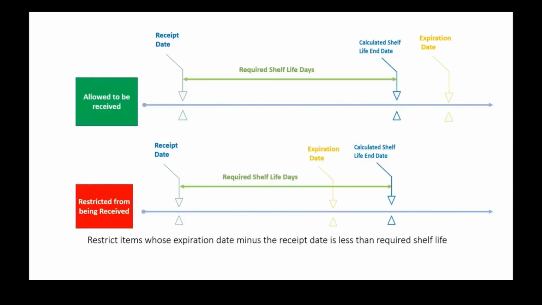Here we have a diagram showing the calculation of inventory shelf life. It ensures items are received on a date that is at least the number of required shelf life days before the item expires. If the item is received on a date that is less than the number of shelf life days away from the item's expiration date, that item will be restricted from being received.